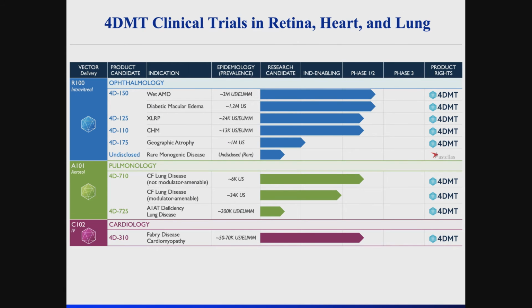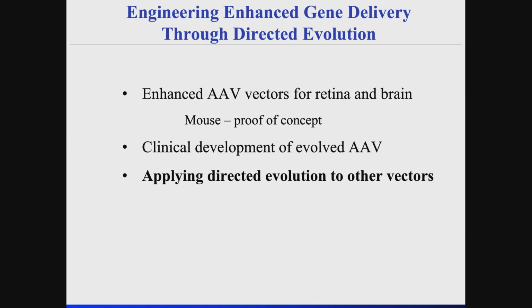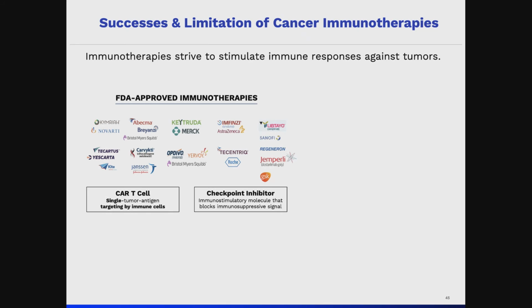So the company now has 6 ongoing human clinical trials, 4 in the eye, 1 in the heart, which I didn't discuss, as well as 1 within the lung. But for the remainder of the talk, I'd like to discuss, again, going back to basic vector development, the creation of a new technology to enable directed evolution of other viruses. And this is a technology that is based upon CRISPR. So the application here is not a rare monogenic disease, it's actually cancer.